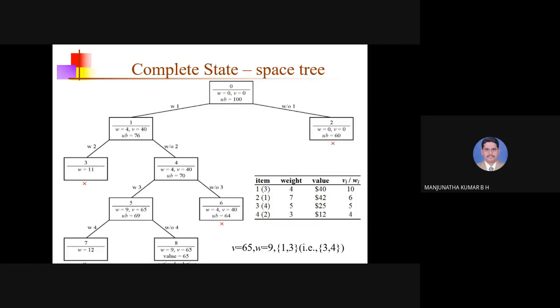According to original table, item 1 means third item. Item 3 means fourth item. Means with respect to the given original question, original item 3 and original item 4 are placed in the knapsack. So this is how to solve the knapsack problem using branch and bound technique.